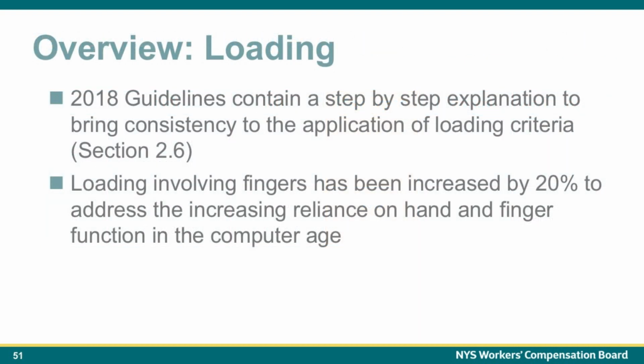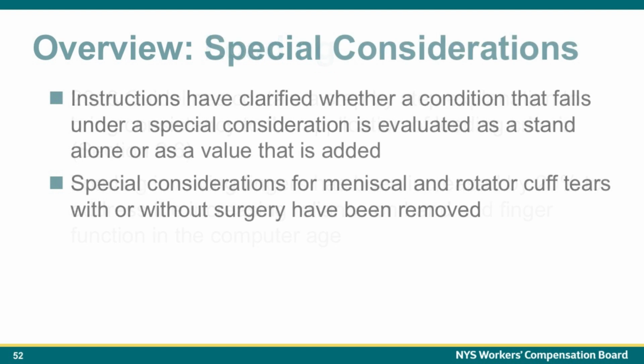The 2018 guidelines contain a step-by-step explanation of loading. Values for loading that involve the fingers have been increased by 20% to address the increasing reliance on the hand and fingers in the computer age. There have also been some changes in the special considerations sections. An overarching change to take note of is that the instructions have been clarified regarding whether a condition that falls under special consideration is a standalone or an add-on value. New is that considerations for meniscal and rotator cuff tears, with or without surgery, have been removed from special considerations.